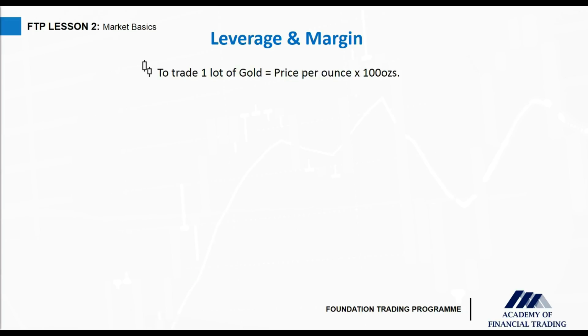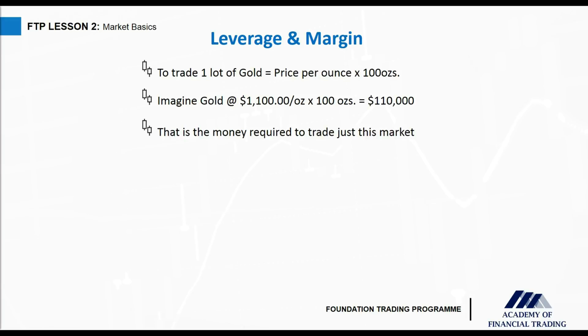Okay, so to trade one lot of gold, a price per ounce of 100 ounces, so gold could be at, let's say, $1,100 per ounce. Now, obviously, different amounts of money are different values to some people, but I can tell you, to me, $110,000 is quite a bit of money and not something I can just stick in on one lot of gold. So that is just the amount of money required to trade just this market, just one lot. And since the rates of change are so small, if gold goes up by a few or $4 or $5, I've gambled $110,000 to get $4.